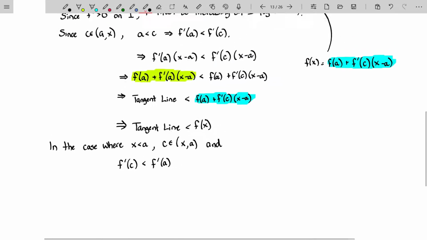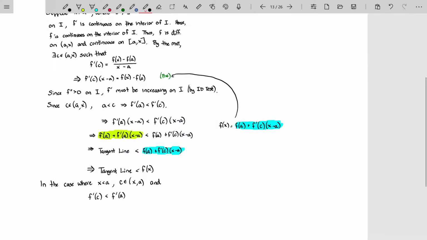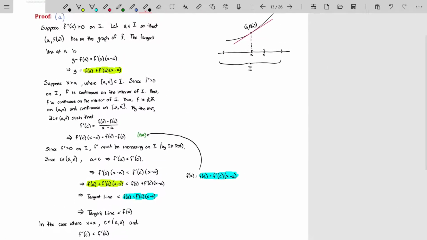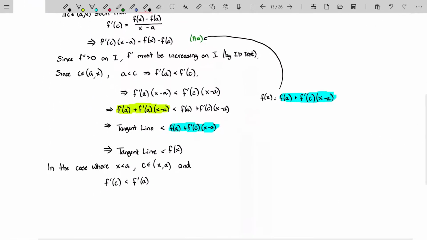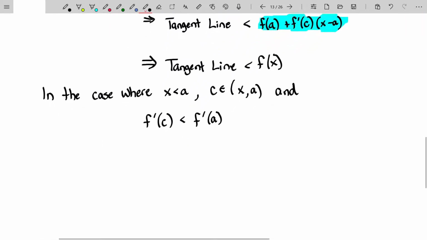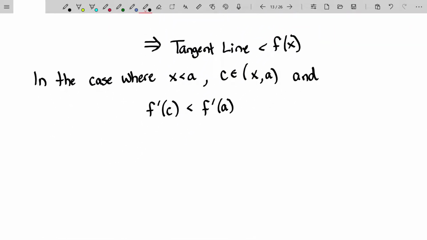In the case where x is less than A, so now we're looking to the left-hand side of our graph, wherever that graph is, somewhere up there. Instead of looking to the right, we're looking to the left. In the case where x is less than A, then by the intermediate value theorem again, there exists some C in the interval x to A such that f prime at C is equal to f of x minus f of A over x minus A, yada, yada, yada, right? We happen to know, again, it's still true that the function is still increasing. So f prime of C is now less than f prime at A.